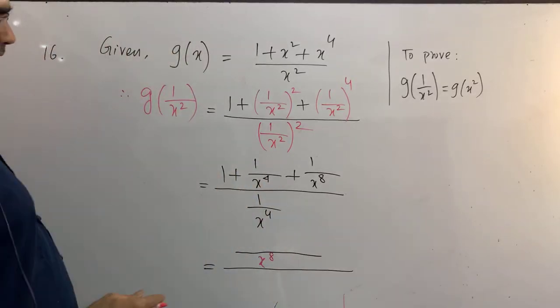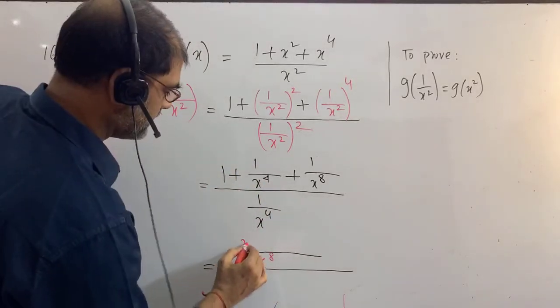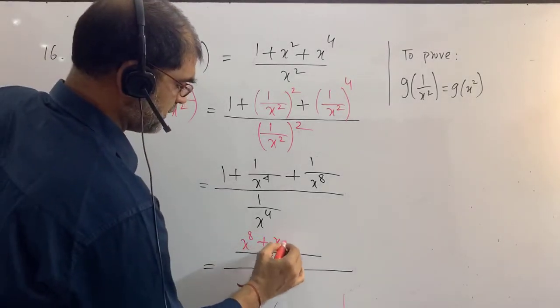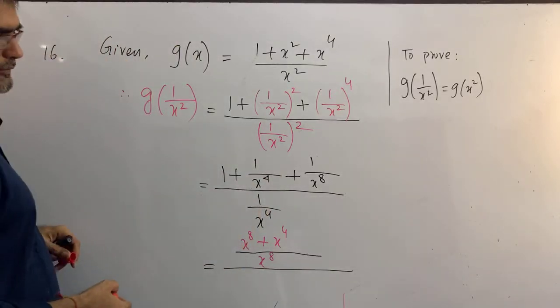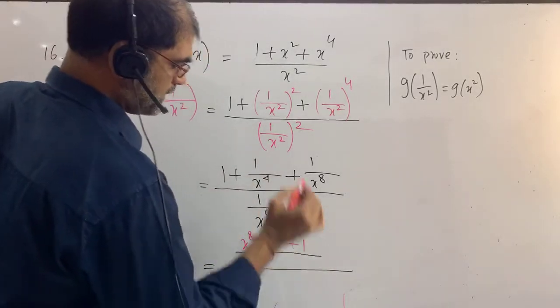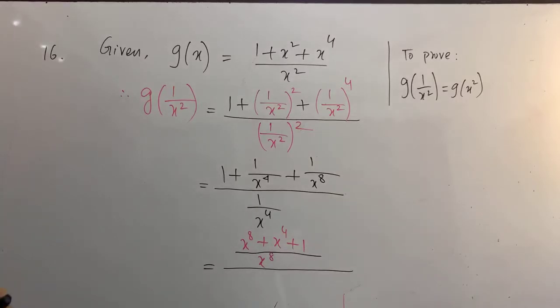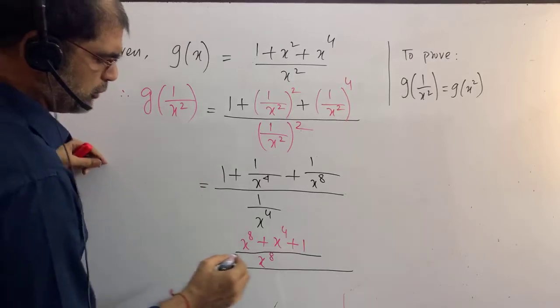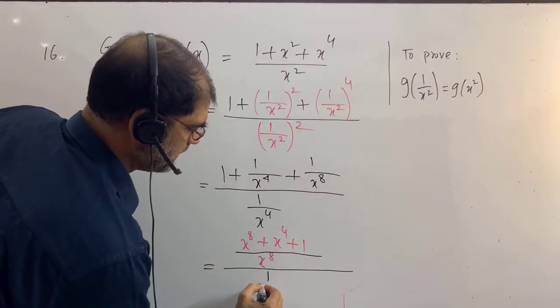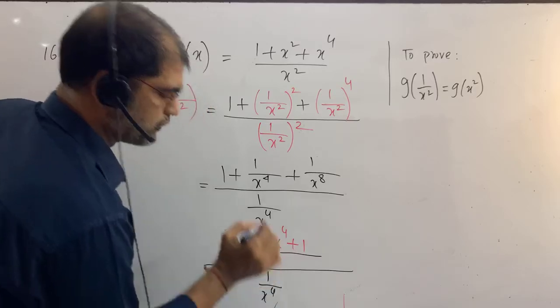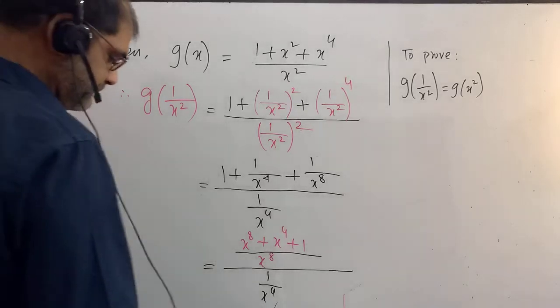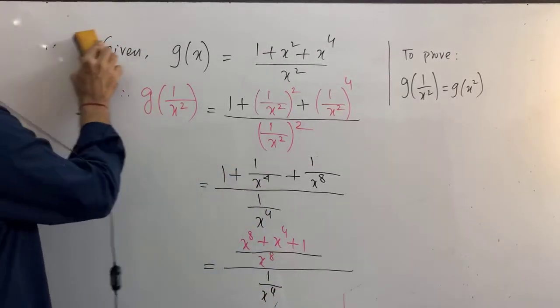Okay, then we will get here x to the power 8 plus x to the power 4 plus 1, right? Now in the denominator, what is given here we will continue, that is 1 by x to the power 4. Okay, we will continue it writing 1 by x to the power 4. Now you see what comes to the next.